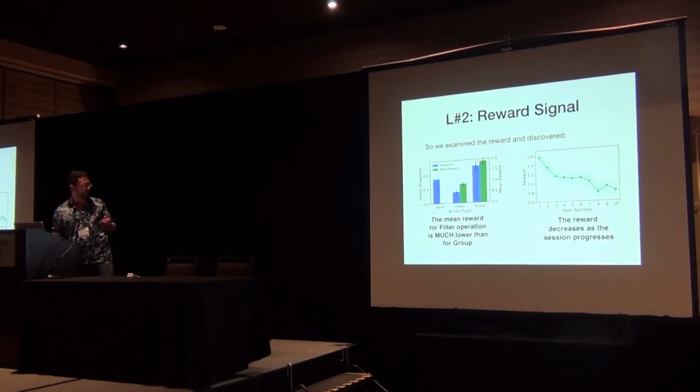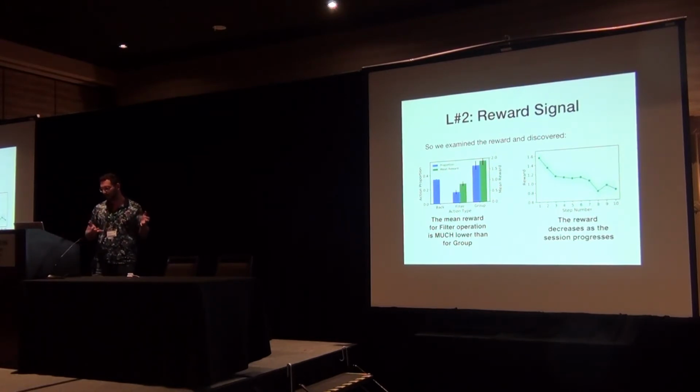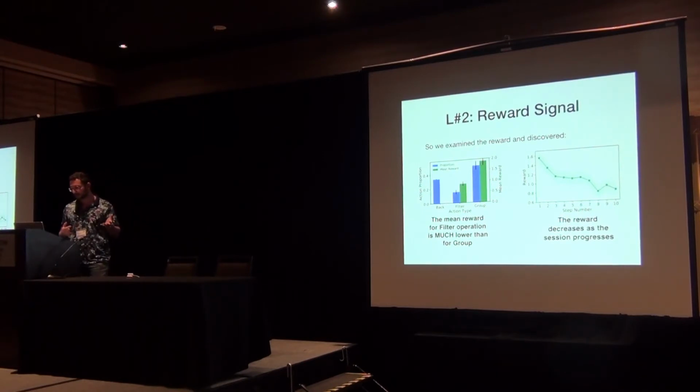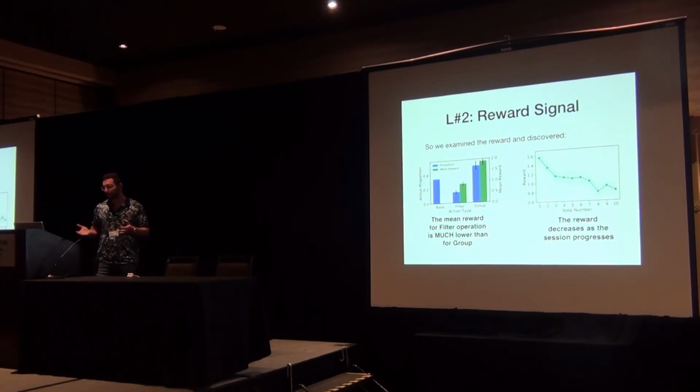For example, in the right-hand figure, you can see that the reward is decreasing as the session progresses. For the first few steps, the agent gets high reward on average, and then as the session progresses, it gets lower and lower reward, which obviously motivates the agent to perform well on the first few actions and then to slack off on the rest of the session. The same correlation explains why the agent doesn't perform filter operations: as you can see in the left-hand figure, the reward that it gets for a filter operation is lower than for the group by. So obviously the agent is more motivated to perform group by operations than filters.